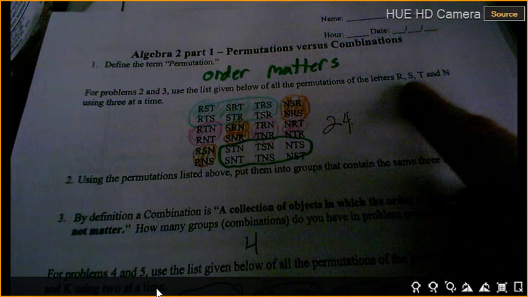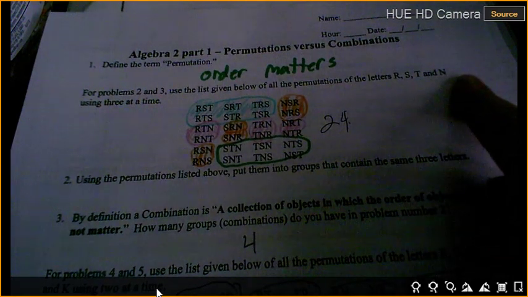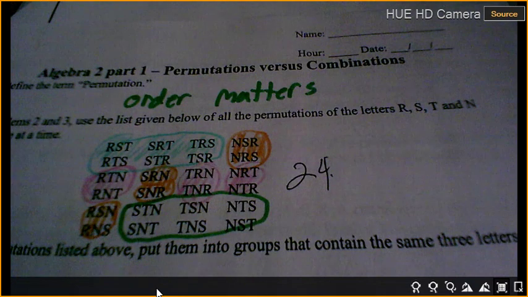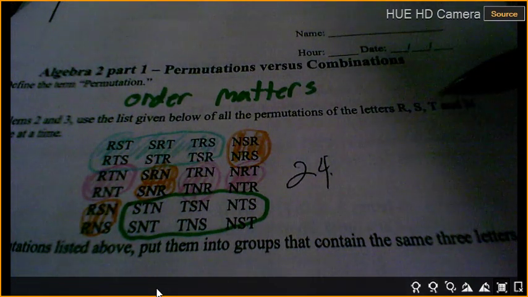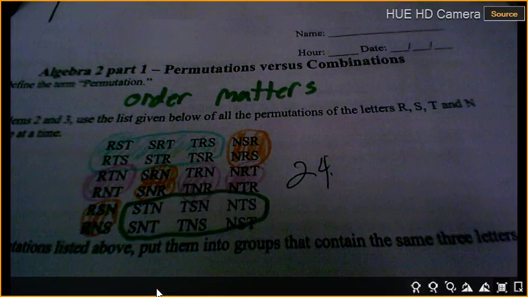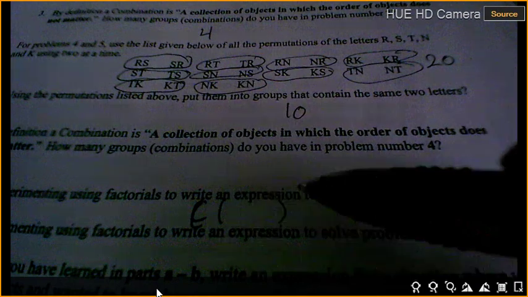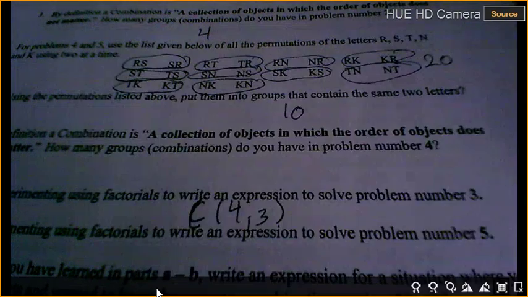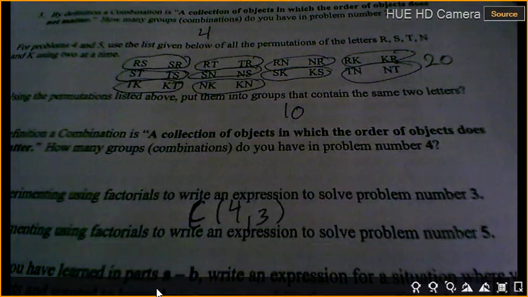So we found out that there were 4 possible combinations, right? But if we just read this problem, given below are the permutations of letters R, S, T, and N. We can only use 3 at a time. So how many possible letters are there? Let's count them again. How many letters are there? 1, 2, 3, 4. But there's only 3 slots I can fill them in, right? So how am I going to do this? I'm going to write combination what, comma what? 4, comma 3. It's always the bigger one first, then the smaller one. Okay? And the answer is going to be 4.